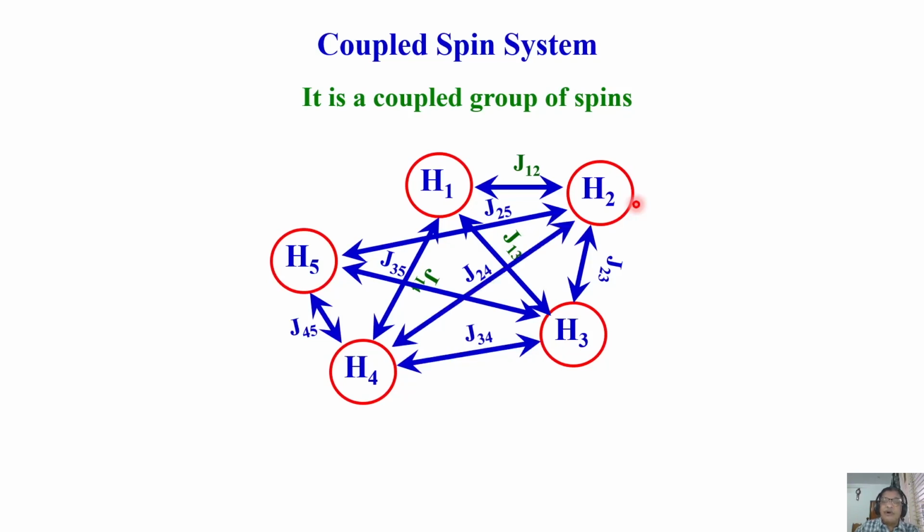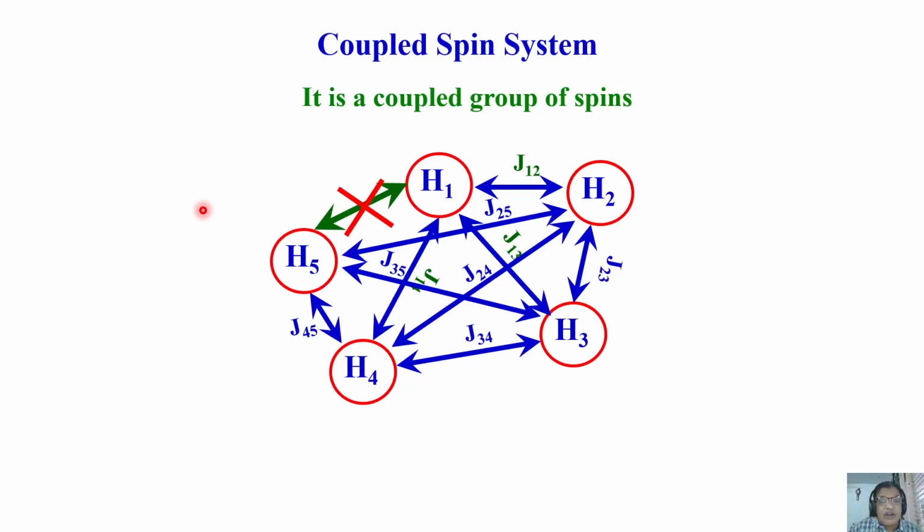What about 1 and 5? Because this is also allowed. What about 1 and 5? There is no coupling. J coupling is 0. But this is a part of the coupled spin system. Remember, there is coupling of 5 to many other protons, and coupling is also there with 4 to other protons. So it is a part of a coupled spin system. Whenever there is a group of spins which are coupled among themselves, we call it a coupled spin system. There may be several couplings present. No problems.